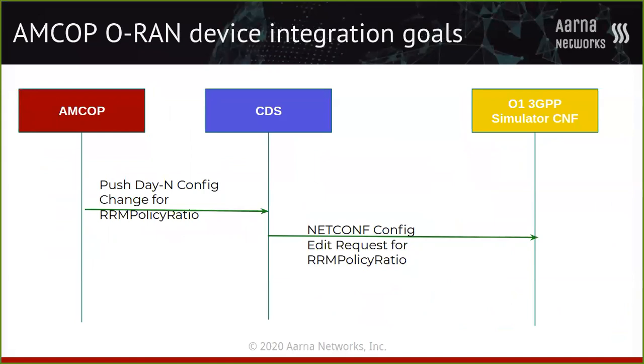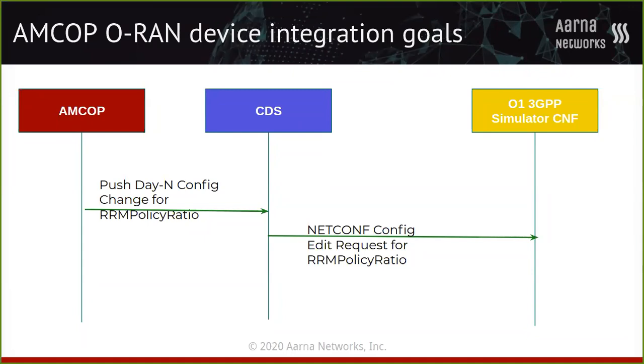What we are going to demonstrate in this integration is AMCOP pushing a day N config change for the O1 interface for an O-RRM policy ratio. When I say O-RRM policy ratio, we would like to add some radio resource management policy through the O1 interface on a 3GPP simulator CNF. That's what we wanted to demonstrate. It's a very simple demo. AMCOP will push day N configuration changes to the target CNF, which is deployed on a target K8s cluster.